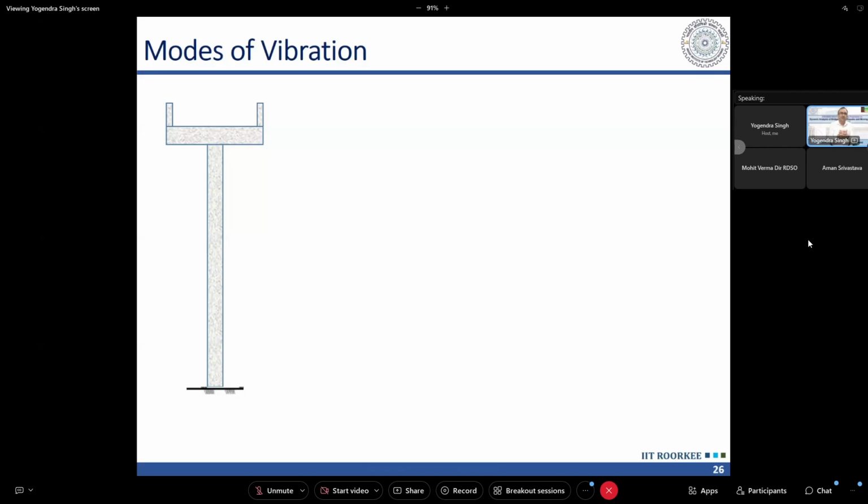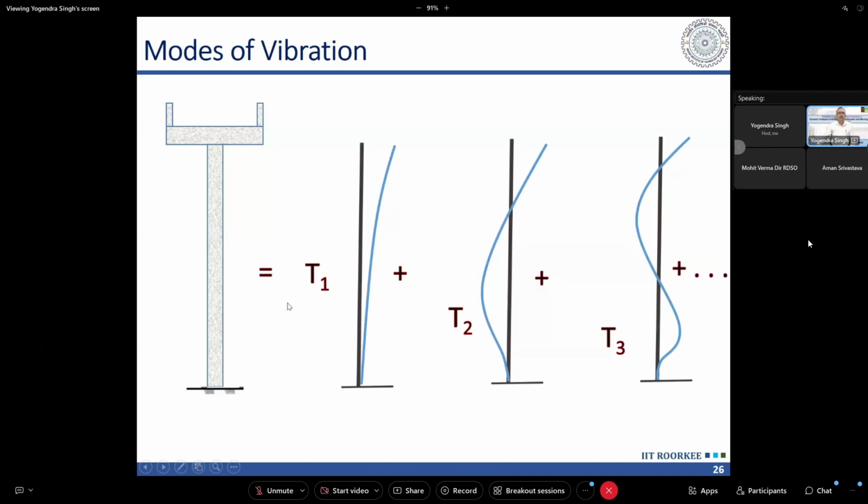Any structure, whether it is a bridge or a building, vibrates in different modes. So there are what we call natural modes of vibration. A structure consists of a number of such modes, and the total number of such modes is equal to the number of degrees of freedom in our structure. Each mode has a corresponding mode shape. The mode shapes I have shown here are actually for a building, a typical vertical cantilever.